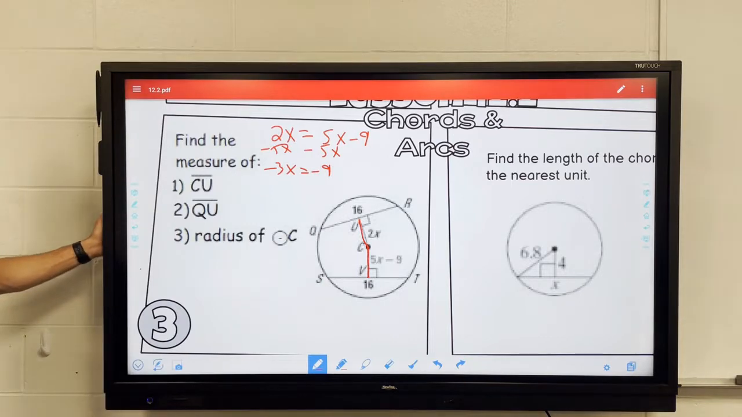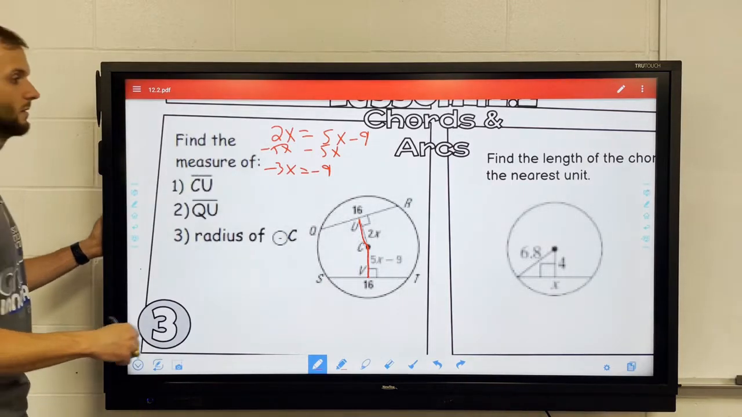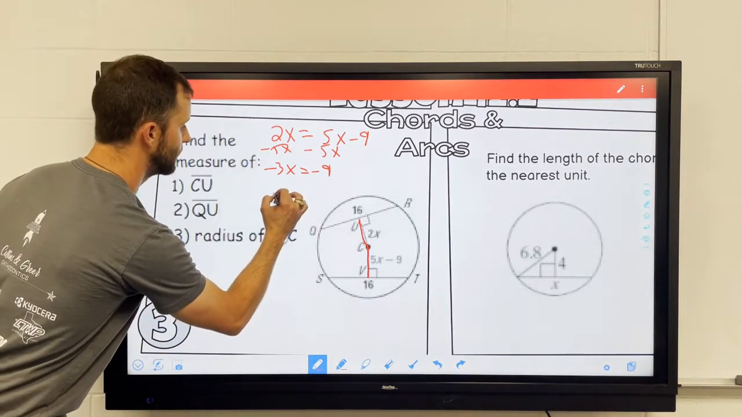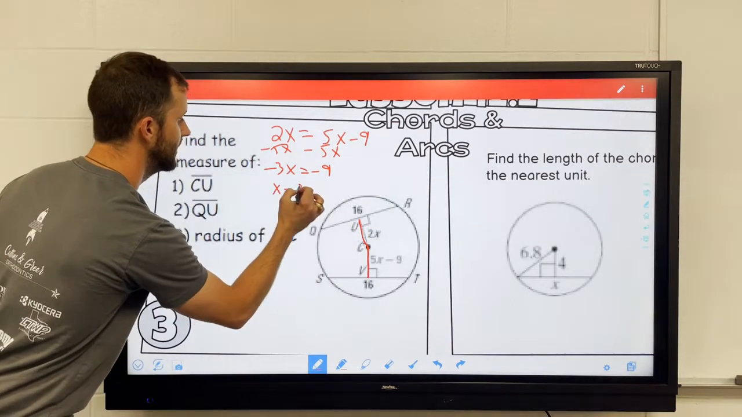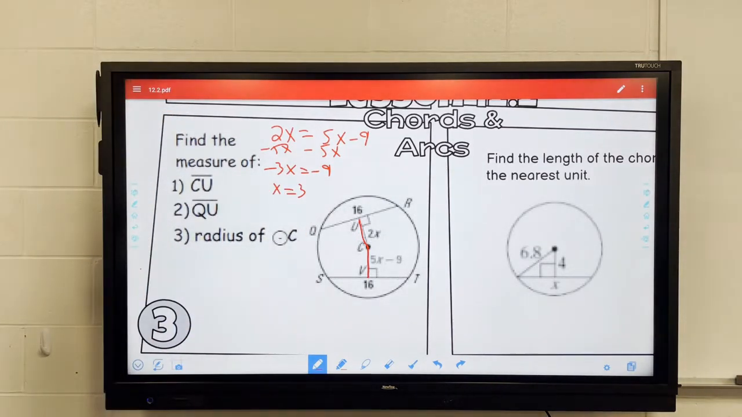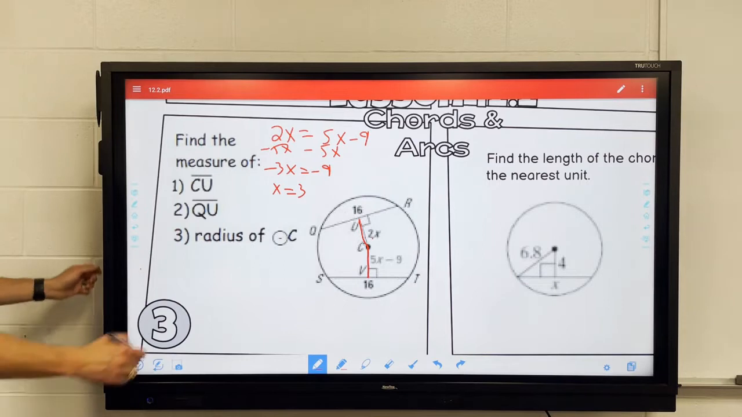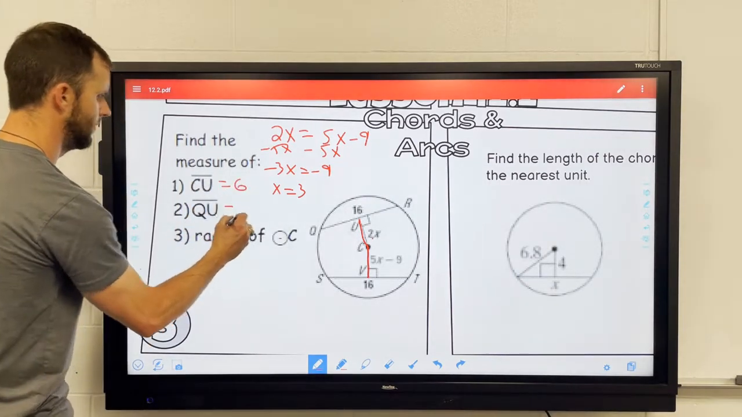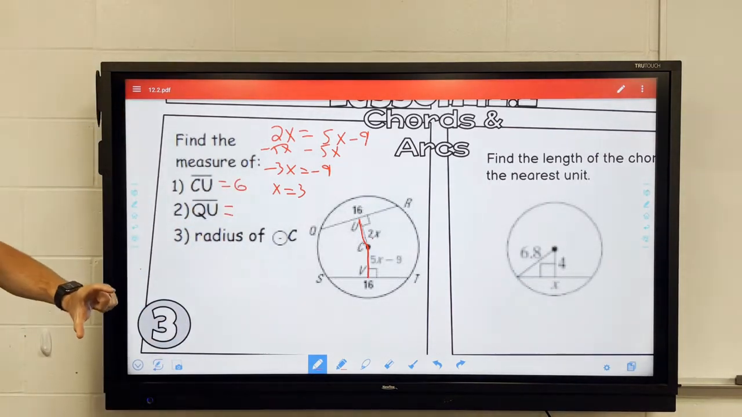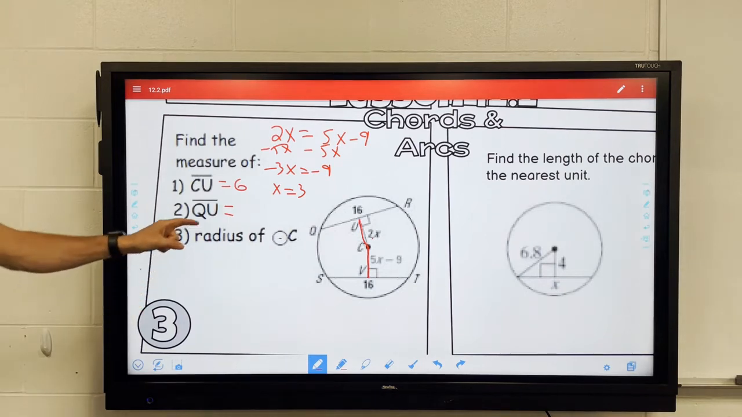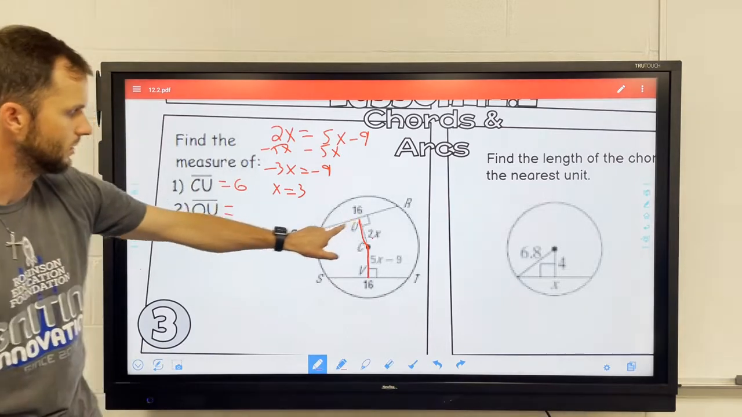And then how do I solve for x? Divide by negative 3. So x is going to end up being 3. So now I can find the values of all these. So CU is being represented as 2x. So what's 2 times 3? 6. Well, I know that since the chords are congruent, the distances from the center are congruent. So what would QU be? 6. So QU, what do y'all notice?